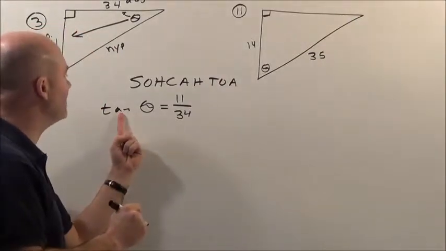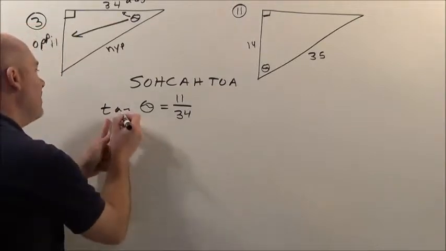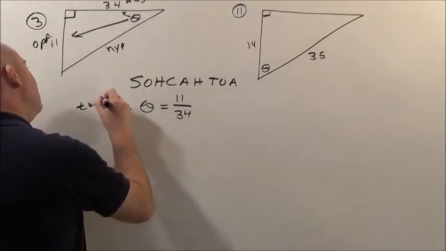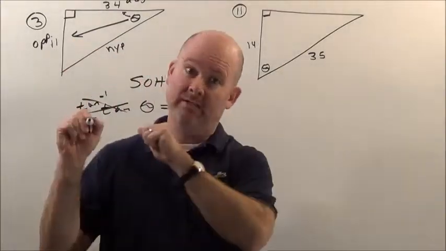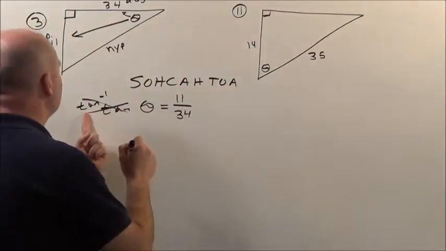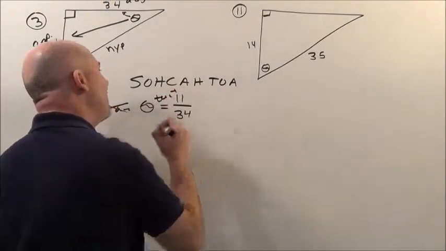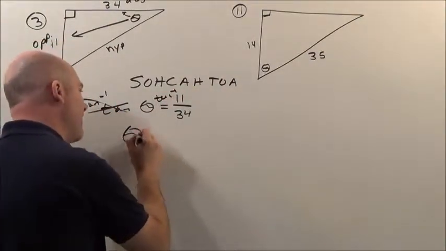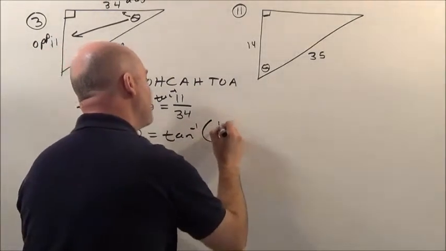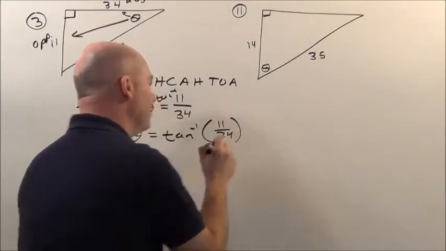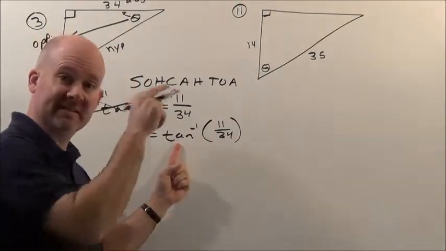If I want to get rid of this word tangent right here, I'm going to take the inverse of it. So to get rid of the word tangent, I simply take the inverse tangent of it and it crosses it out. But whatever I do to one side, you've got to do to the other. So since I took the inverse tangent here to get rid of the word tangent, I've got to take the inverse tangent there. So here's what you and I have. Theta is equal to the inverse tangent of 11/34.